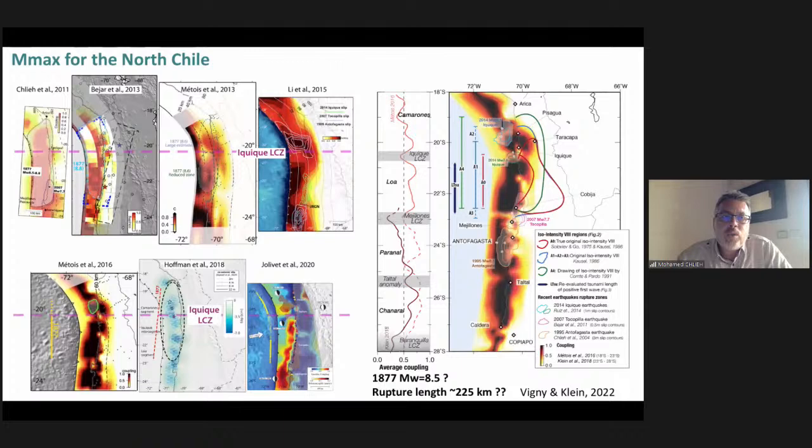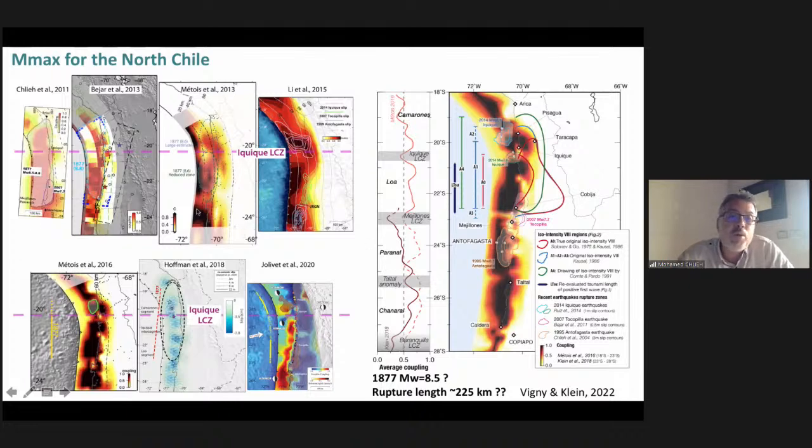Let's jump now to North Chile. So you see here seven different models of coupling. Each model looks quite different, and clearly now that the Pisagua earthquake has broken, many people think this is the next gap.